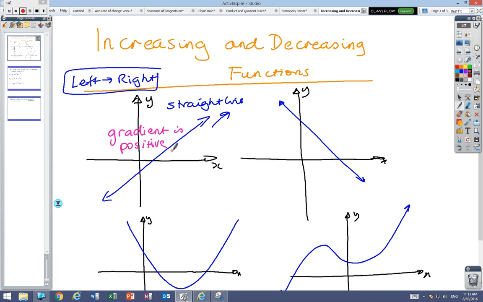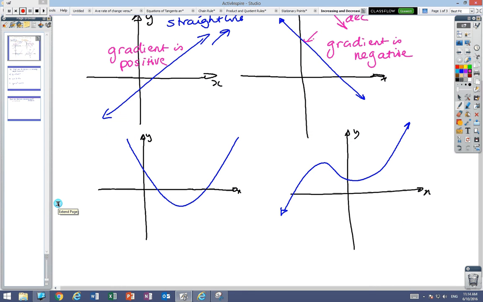Again, this next one here, I've got a straight line, and as we look left to right, the function is decreasing, and we can see that the gradient is negative. So when you have straight lines, you don't have any problems. It's either a positive gradient or a negative gradient, but with other functions you can have changes.